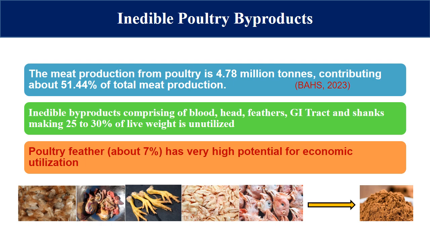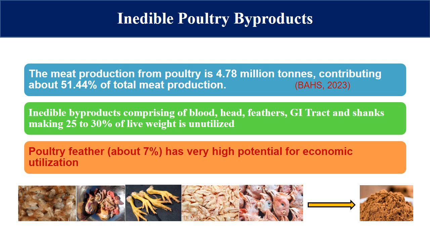Now, from this poultry industry, which is most modernized and well organized today, we get on an average about 70 to 75% as dressing yield or edible meat, and the remaining around 25 to 30% is the inedible byproduct. So this inedible byproduct comprises blood, head, feathers, GI tract and the shanks. So altogether it is about 25 to 30%. This amount we need to utilize properly to make poultry farming more profitable and economic.